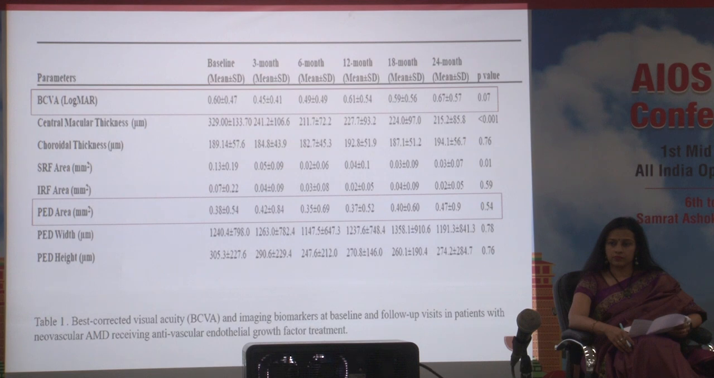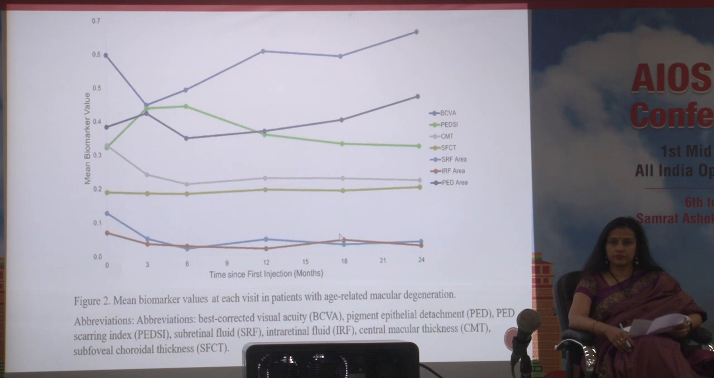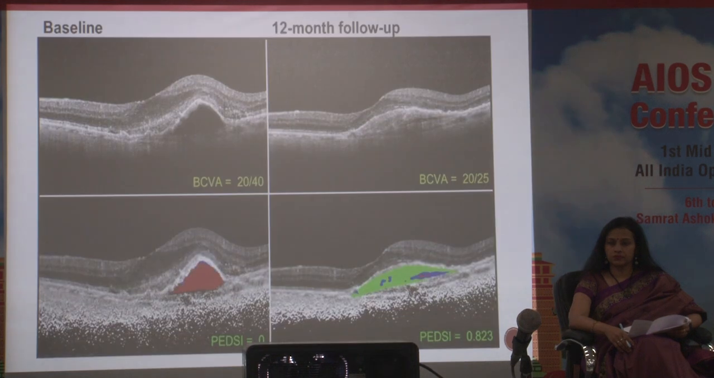So these were the other parameters which were analyzed apart from CMT, subfoveal choroidal thickness. We also noted that the PED area, that is the total PED area, showed an increase over 2 years. That is, it increased from 0.38 to 0.47. This graph also shows the changes in the multiple OCT parameters. The purple color line, if you can see, we see that the PED area increases. On the other hand, the PEDSI shown by the green line shows that it slightly decreased over time through 24 months. This is one of the representative images.